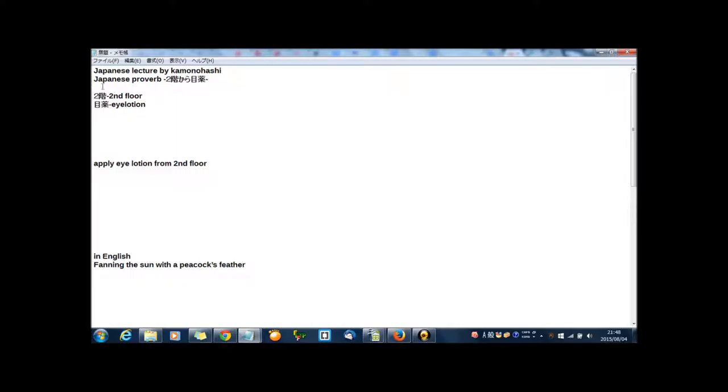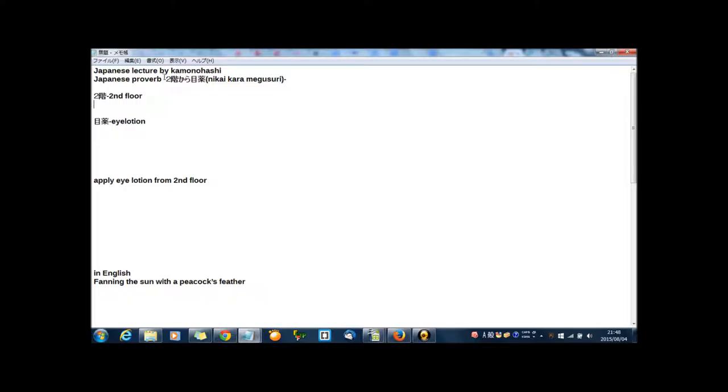Today's lecture is a Japanese proverb, and today's Japanese proverb is nikai kara megusuri. Nikai kara megusuri. Nikai means second floor, in this kanji.